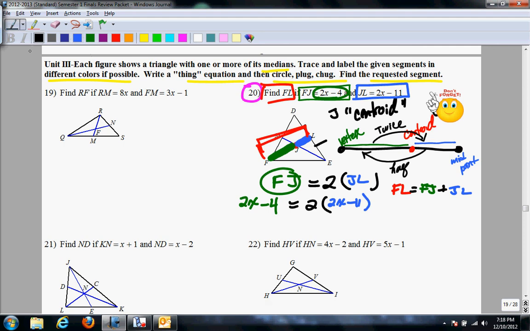Because I see 2 goes into the number on both other sides, I'm going to divide by 2. And I end up with x minus 2 equals 2x minus 11. From here you solve for x. Once you solve for x, you're going to find this distance f to j. You're going to find that distance j to l. And then you use that right here to find f to l. Check your answer in the back when you're done.